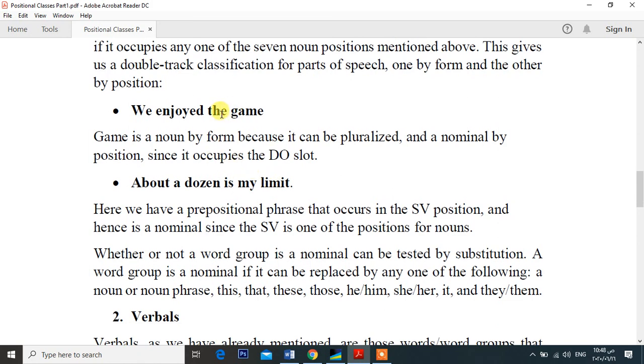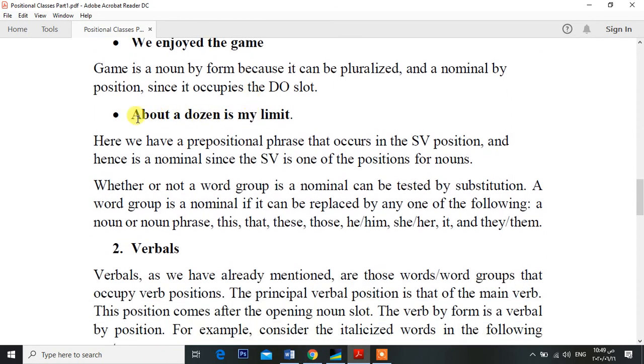So here, game is a noun by form, and it is what? A nominal by position. The form of this word is a noun, so it is a noun by form, whereas it's a nominal by position. Why is it a nominal by position? Because it occupies the direct object slot, or the direct object home.